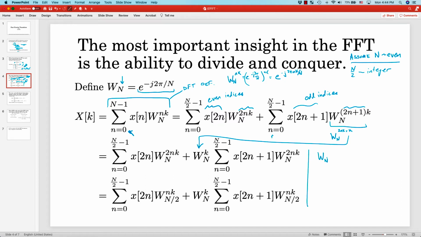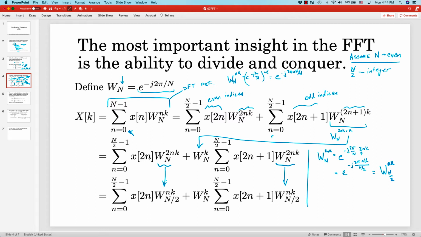So W sub N raised to the 2nk is just e to the minus j 2 pi over N times 2 times little n times k. But multiplying by 2 is the same as dividing by a half, so I'm going to do a little trick here. I am going to keep the 2 pi and the little n and the little k up there, but instead of multiplying by 2, I'm going to divide by a half. And so if I write it this way, all of a sudden this is W sub N over 2 raised to the nk. And so that's how we transform this into that, and this into that.